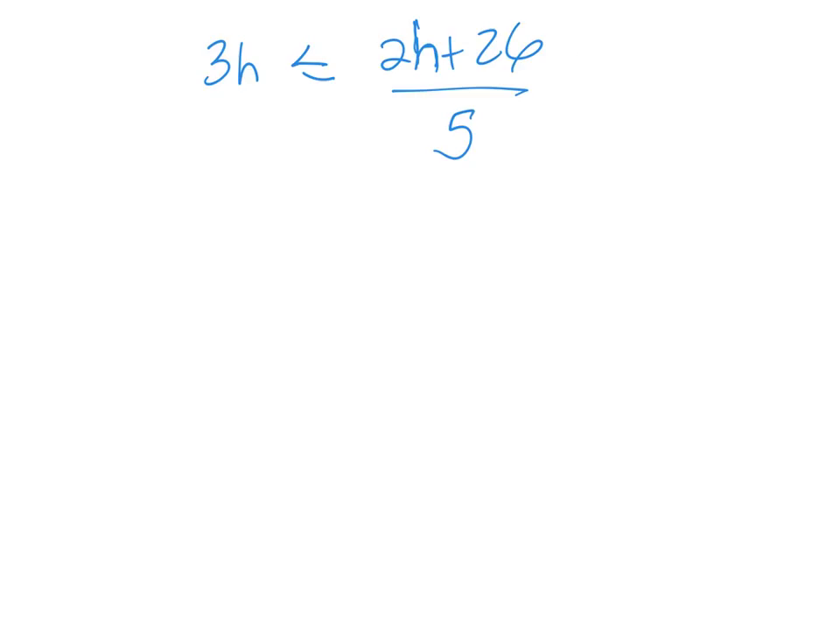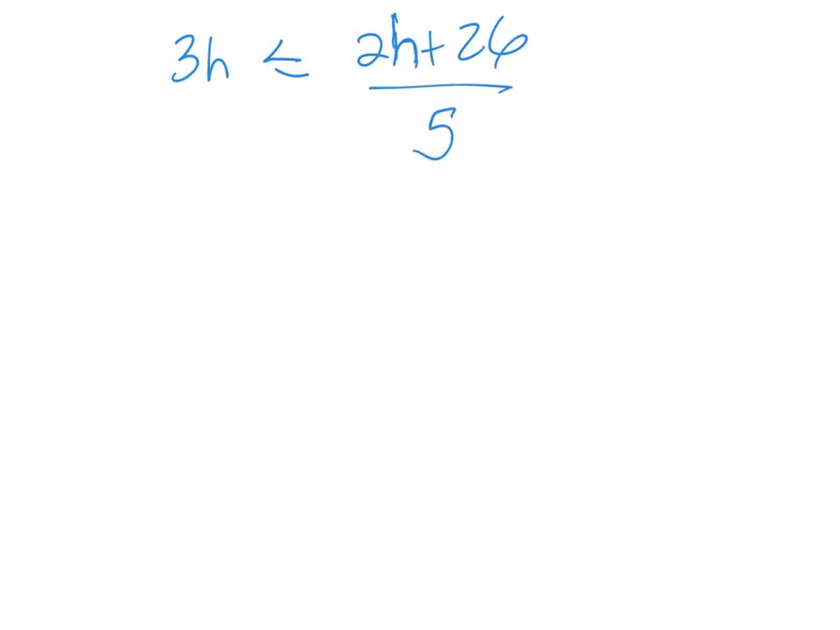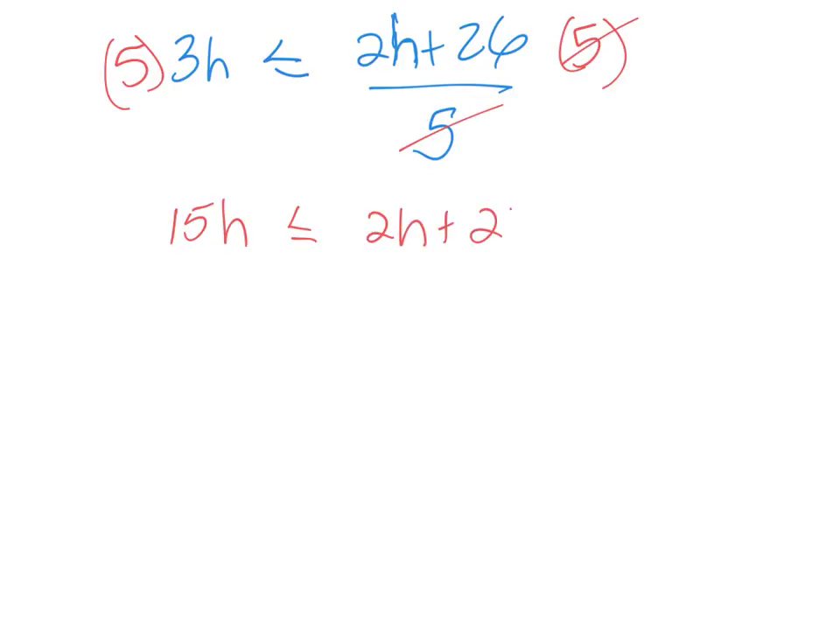Got it? So we want to move the h's to the left so that it's easier for you. What are we going to get rid of first? The 5, the 2, or the 26? The 5, because he's furthest away from the h. You always get rid of a basement anyway. So we're going to multiply both sides by 5. And these bite the dust. See how you got rid of them so easy? And now you have 15h is less than or equal to 2h plus 26.